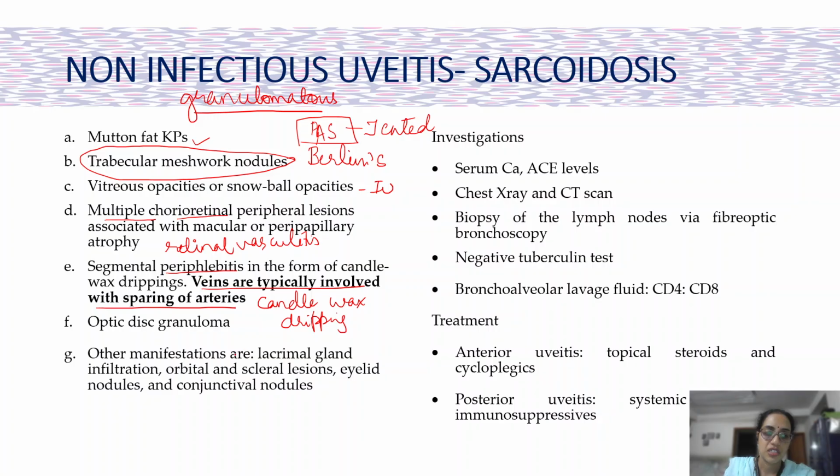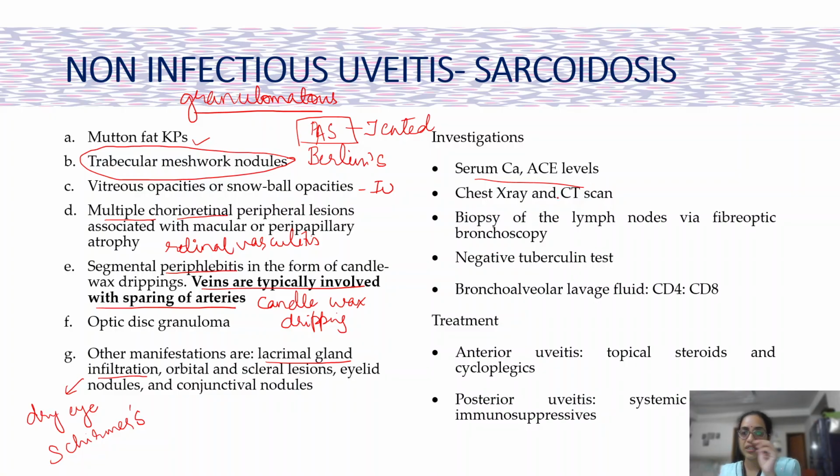Other ocular manifestations are lacrimal gland infiltration causing dry eye. So this gives importance to performing a Schirmer's test while ruling out sarcoidosis. You might get orbital and scleral lesions very rarely, eyelid nodules and conjunctival nodules extremely rare. So these are the ocular manifestations of sarcoid. So what are the investigations? Serum calcium and ACE levels.